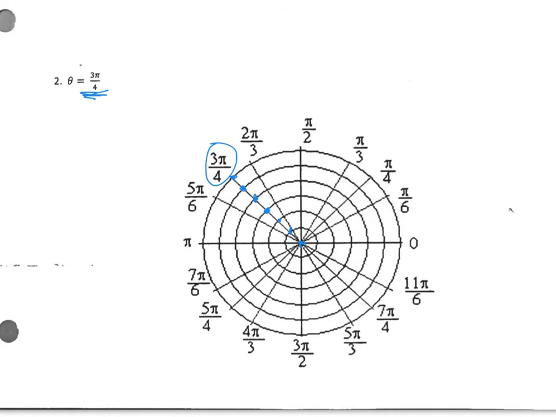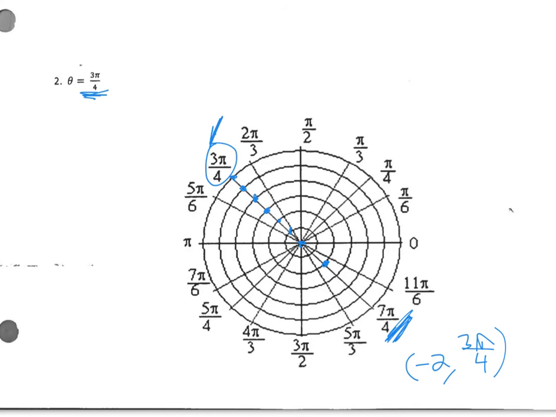Now I can extend this to 7 pi over 4. You might be saying, well, that's a different angle. But if you make r negative and you use the angle 7 pi over 4, it's really going back to this angle right there. So if I did this point, I could say that's at the second circle. I could say it's negative 2, 3 pi over 4.